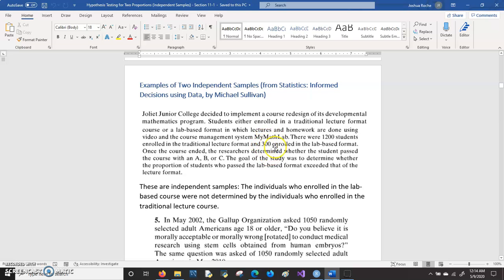So for a person who decides to enter into the lab-based course, the fact that they enrolled in that course was not influenced at all by the fact that somebody else enrolled in the traditional lecture course. Let's look at another example.